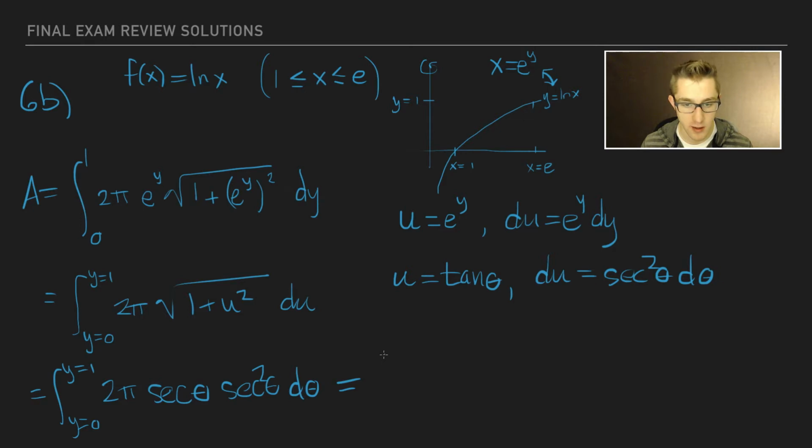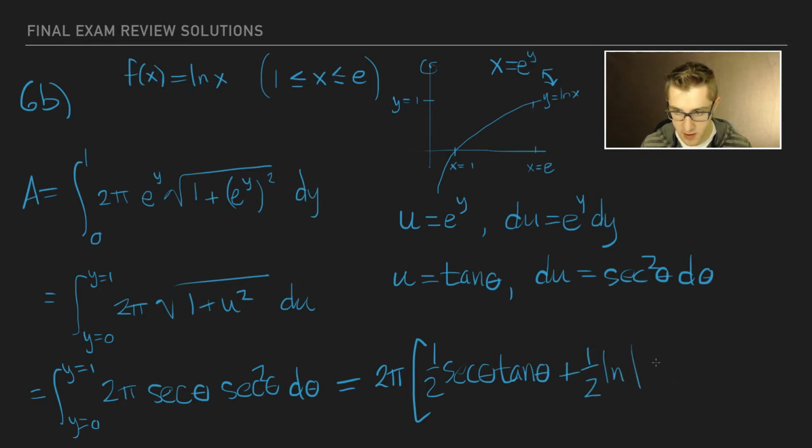But when you do it, you get, sorry, not an integral anymore. You'll have 2 pi times the antiderivative of secant cubed, which is 1/2 secant theta tangent theta plus 1/2 the natural log of secant theta plus tangent.